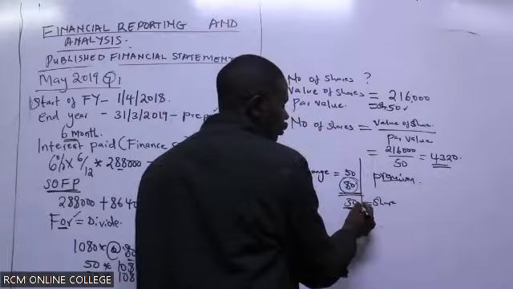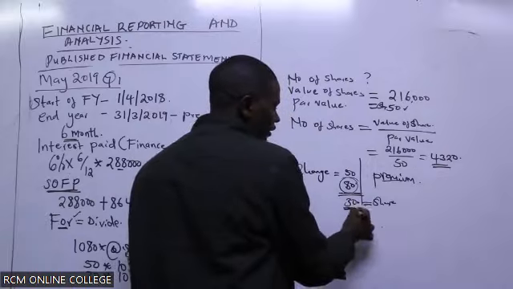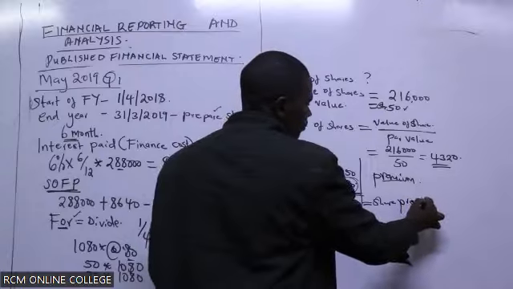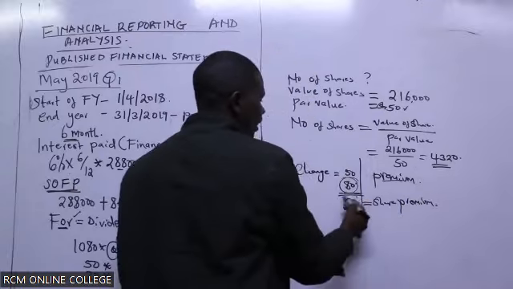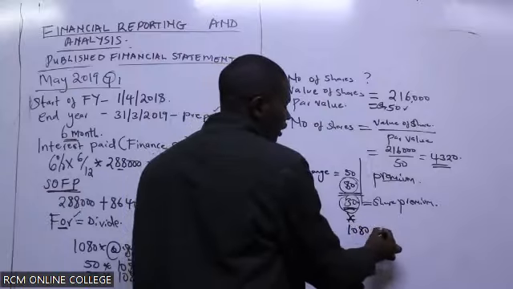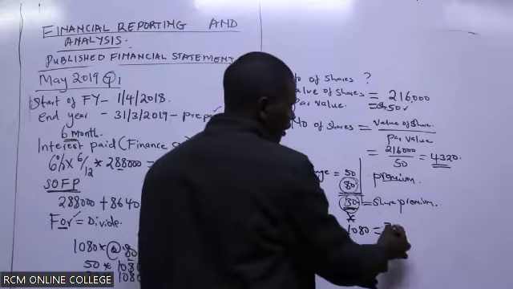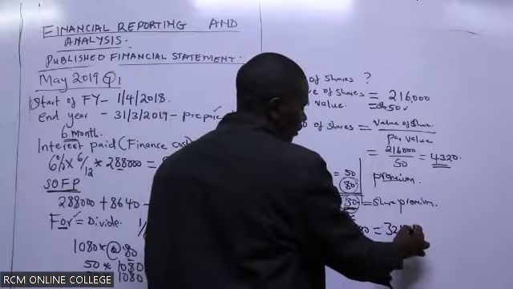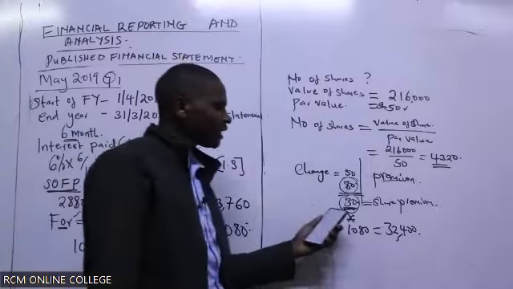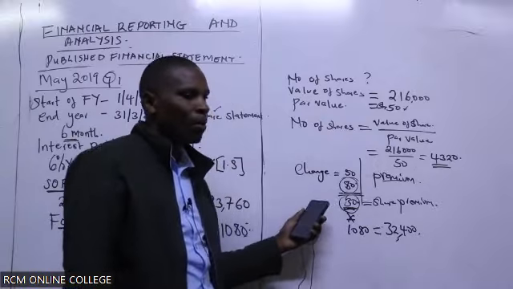That means they issued at a premium. So the share premium price will be 30, and this 30 you have to multiply with the number of shares, which is 1080, and you get what people are getting there as 32,400. And this item will now be present in our balance sheet.